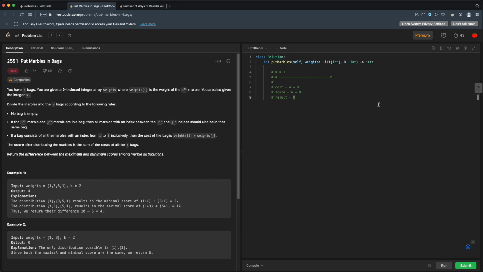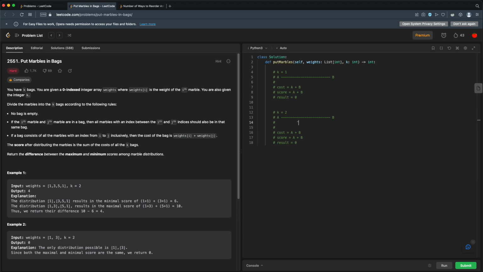What happens if we have 2 bags? Now k is equal to 2. Well, I'll just copy this here. All right, now we have k equal to 2. We can't just put them all into one bag. We need to have some dividing point.